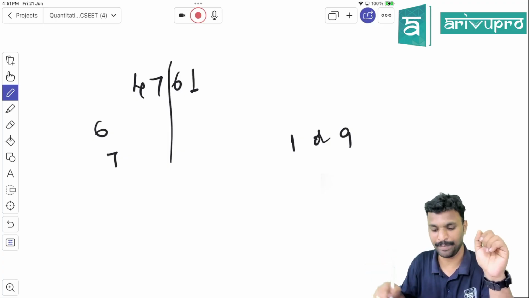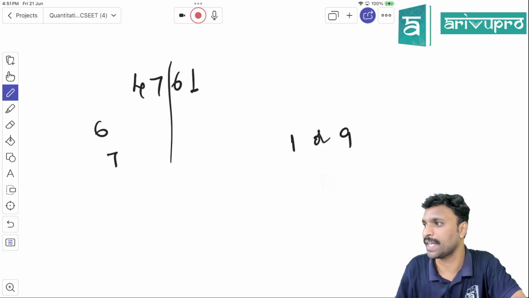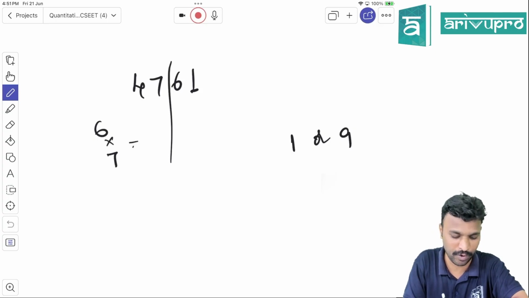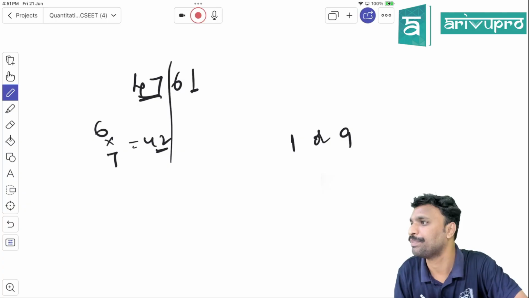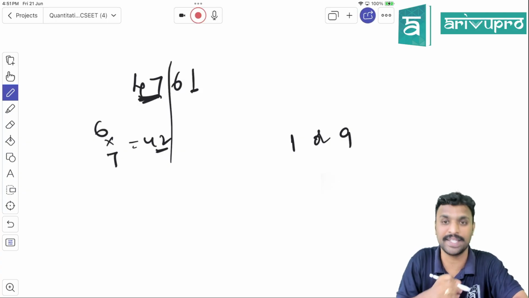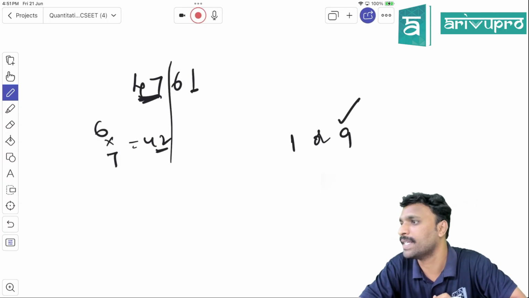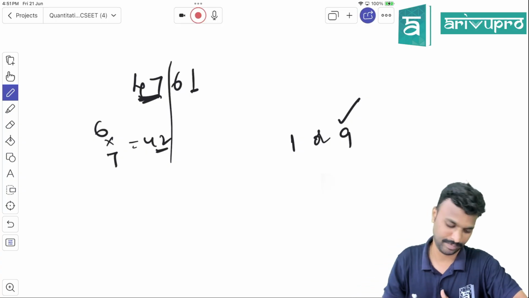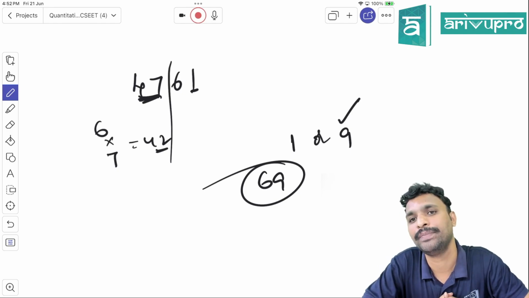So it can't be 71 or 79. It has to be either 61 or 69. What do we do? 6 sevens are 42. This 47 is greater than the product. So should we take the greater number or the smaller number? This number is greater than this, so we take the greater number. Is it 69 or 79? It is 69. Clear?